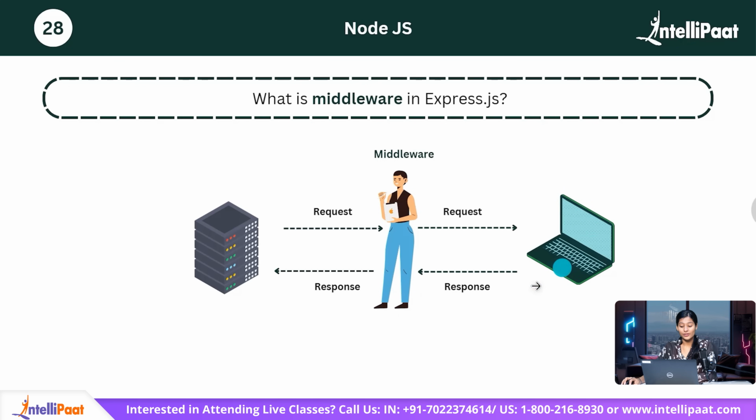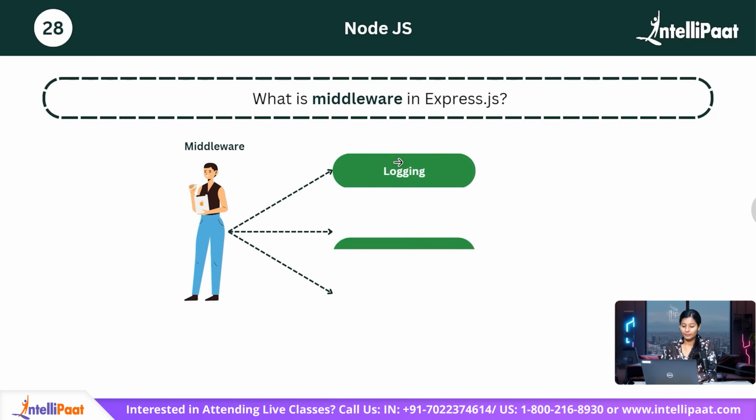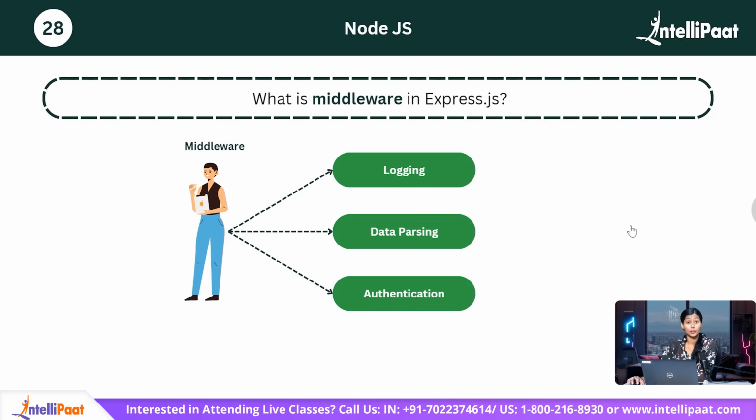And when you send the response, it again goes to the middleware and then it goes to the response. Middleware coming in the middle. Now, this middleware can take care of a lot of things, like logging. When a request comes in, it can log what kind of data the user is asking for. It can parse the data, that is, if it's being sent in some other format, it can convert it to JSON format or whatever format you want it to be.